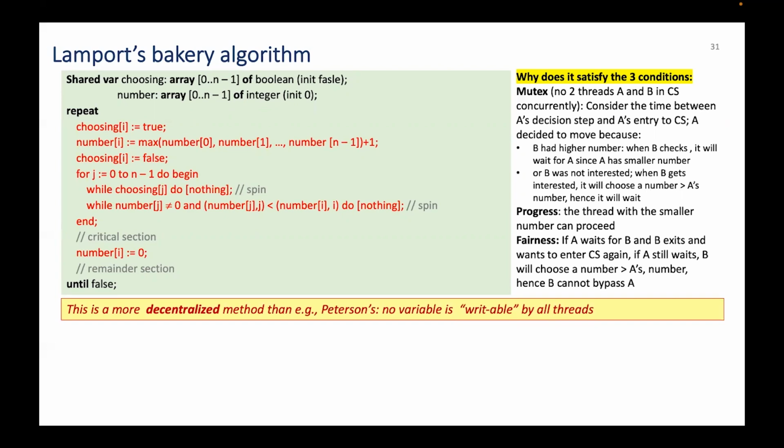Then it does a complete pass over the n entries of the array, but it spins on each entry j if such an entry is choosing, or if such an entry has a lower (number j, j) combination, but the number is not 0. (Number j, j) combination because we use the thread's ID to break ties. Then it enters the critical section. Once the critical section is over, the thread simply sets its number back to 0.